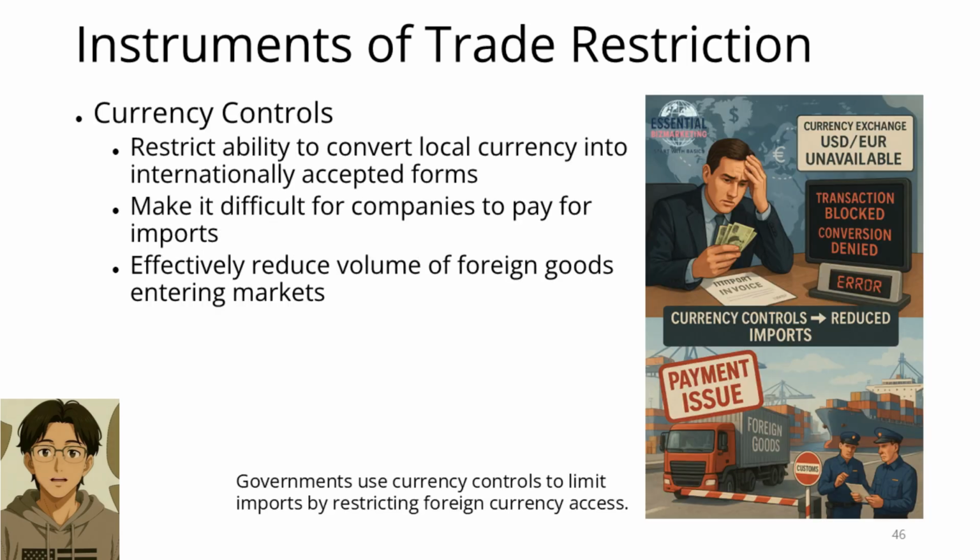Another subtle but powerful barrier comes from currency restrictions. Currency controls limit a company's ability to exchange local money into foreign currency for imports. This makes it difficult to pay overseas suppliers, reducing the flow of foreign goods into the country.